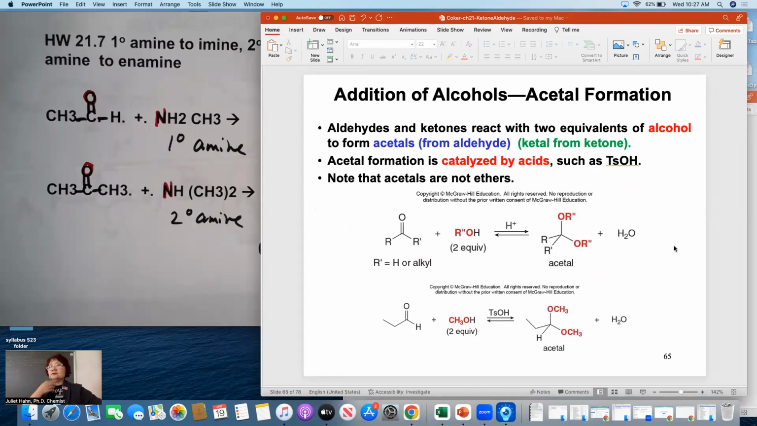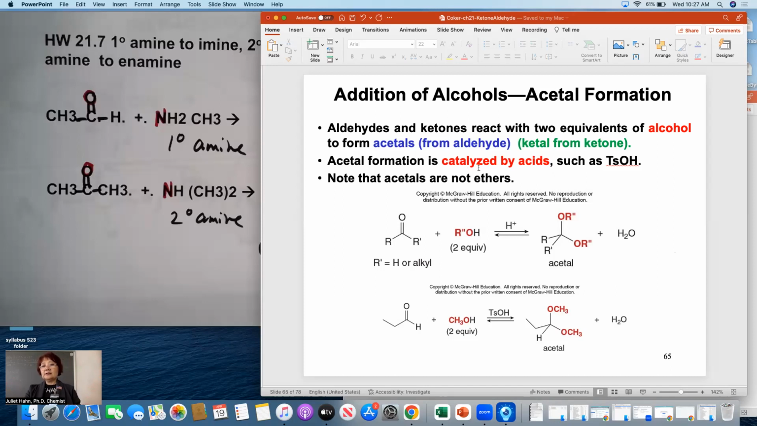Now, the other thing you can do is you can actually add alcohol to the carbonyl carbon instead of adding water to the carbonyl carbon. If you add two equivalents of alcohol, the first equivalent will go in, then you will remove the OH from the carbonyl, the oxygen will drop off, and then you can add on another alcohol molecule, and then you end up with an acetal.